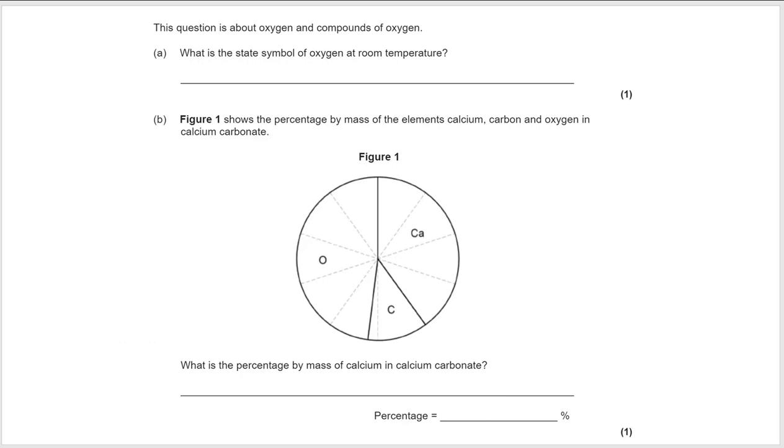So for part A, we have got the state symbol of oxygen at room temperature. You need to know that oxygen is a gas, and you need to know the state symbol for gas is a g in brackets. And then we've got percentage by mass of calcium in calcium carbonate. This circle is divided into 10, and calcium takes up 4 of those divisions. So the correct answer is 40%.